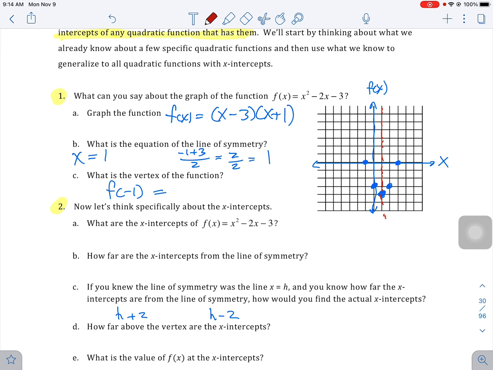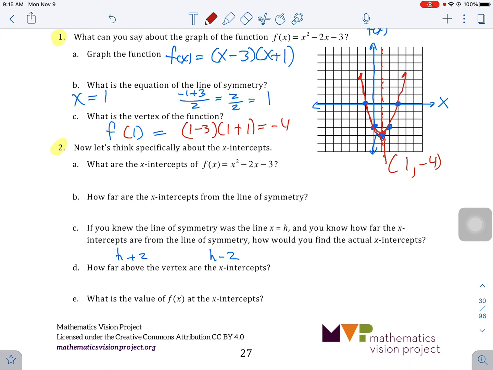What is the vertex? So if the line of symmetry is at negative 1, actually it's not negative 1, it's positive 1, right? If it is at positive 1, it would be f of 1. So if we plug that in, 1 minus 3 times 1 plus 1. So that's negative 2 times 2, which is negative 4. So the vertex is at 1, negative 4. And there's the vertex. So the parabola is something like this, and the minimum value is at 1, negative 4.